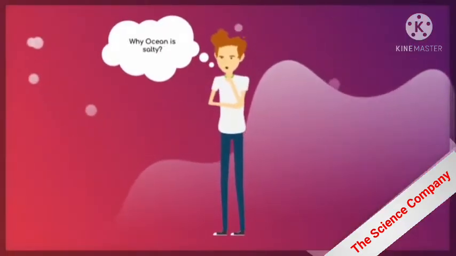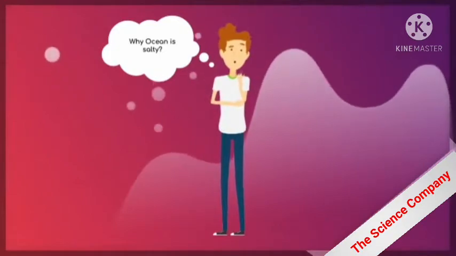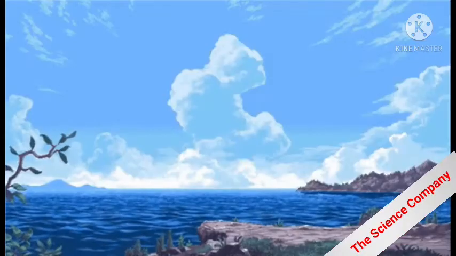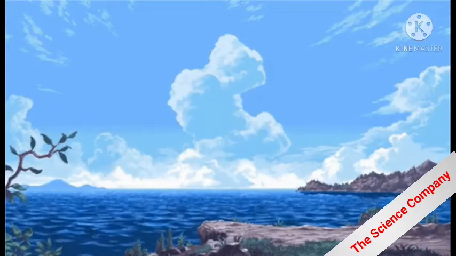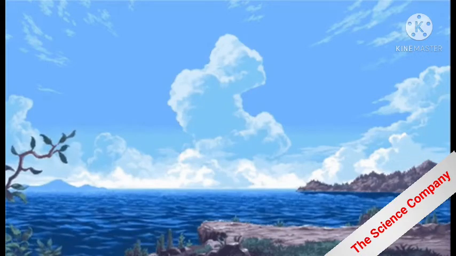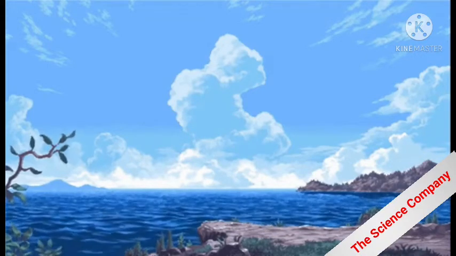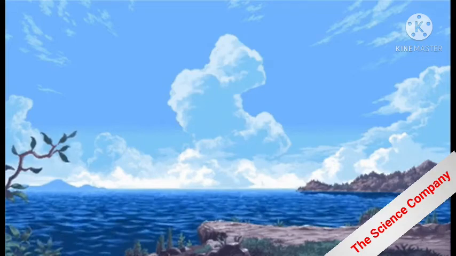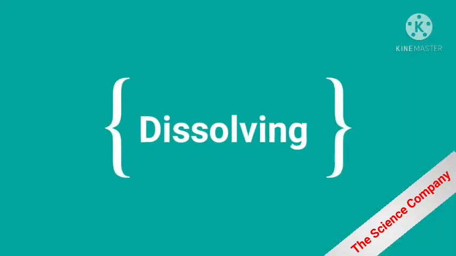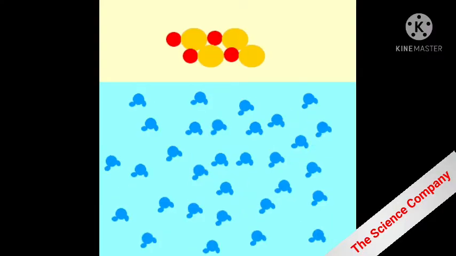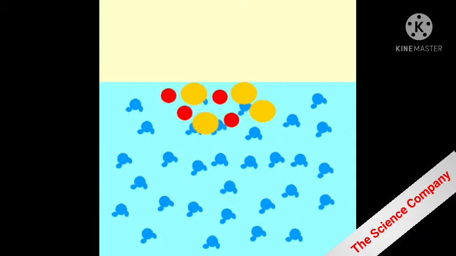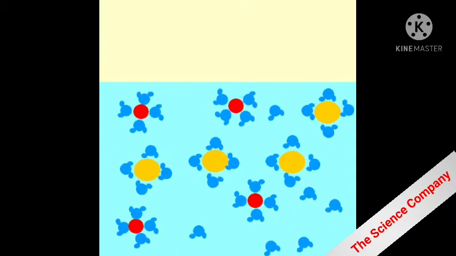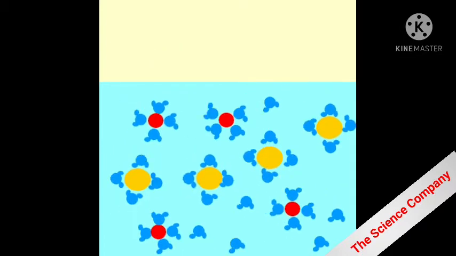Why is the ocean very salty? Have you ever thought about it? It's very simple to explain. Actually, sodium and chlorine are both dissolved in the seawater. That is the answer. So, what does dissolving mean? The general idea is a solid being absorbed by a liquid, especially when mixed.